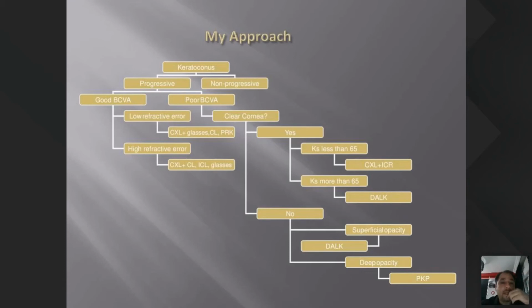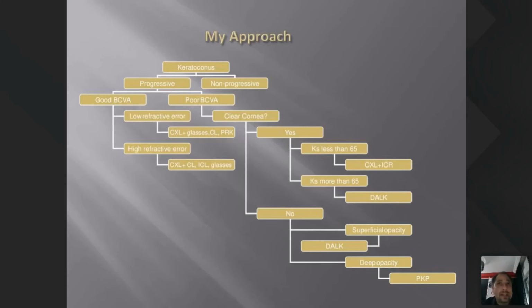If the cornea is clear, your way of thinking and your way of management is different from the patient who's having corneal haze or corneal scar. Let's go with the straightforward one. If the patient is having a clear cornea, the next step is to look for how steep the cornea is. If the cornea is too steep, and we mean by too steep above 65 K readings, I think the only option left for such a patient is DALK, deep anterior lamellar keratoplasty, because all other techniques cannot be done.